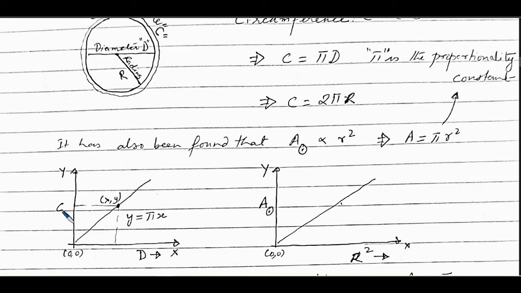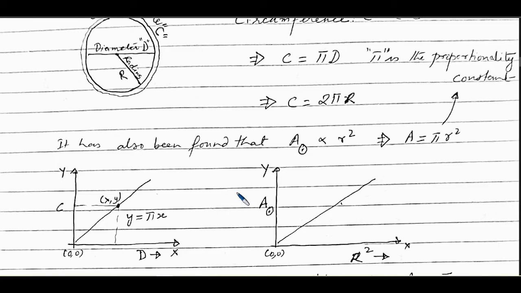Okay, so you say that the circumference is proportional to this, linear, and this slope, this is your slope, that is y by x. I will define what slope is. Okay, this slope is nothing but pi.